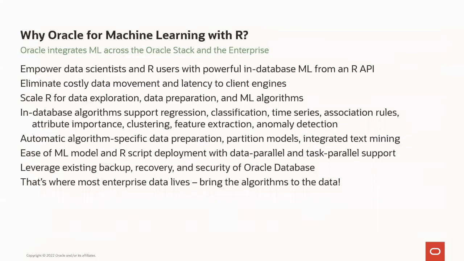So why should you use Oracle Machine Learning for R? I'll highlight a few reasons. OML for R empowers data scientists and other R users with powerful in-database machine learning. With the benefits of R leveraging Oracle Database as a high-performance compute engine, R users can perform scalable data exploration, data preparation, and machine learning, taking advantage of parallelism and model building and scoring optimizations while using familiar R syntax.